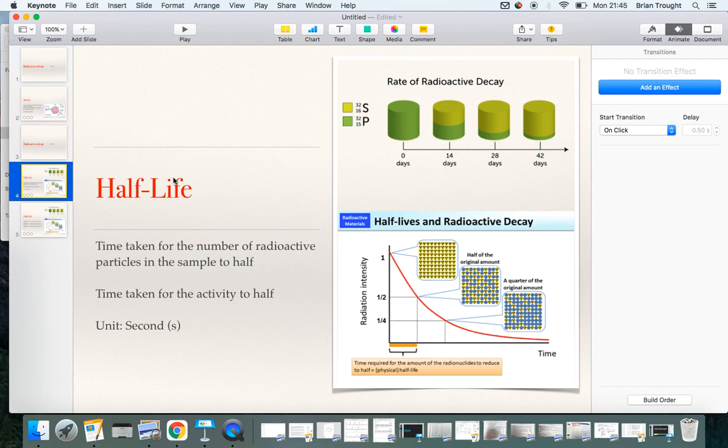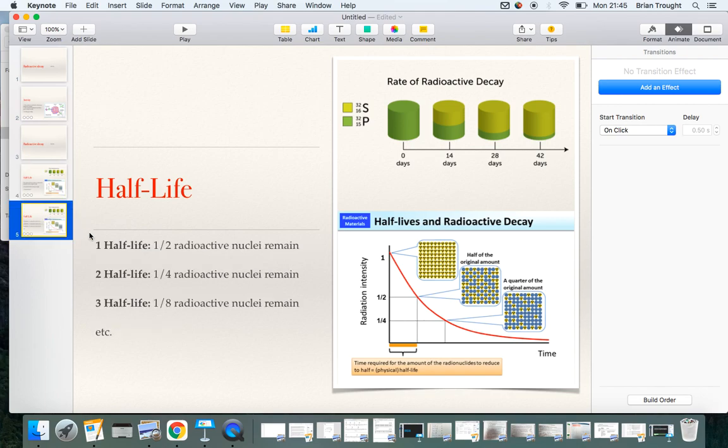In half-life video 2, we saw that the half-life is the time taken for the number of radioactive particles in a sample to halve. So what that means is, after one half-life, only half of the original radioactive nuclei remain. If we went on for another half-life, then we'd have a half of that half remaining. So that means after two half-lives, we'd have a quarter of the original amount of radioactive nuclei remaining.